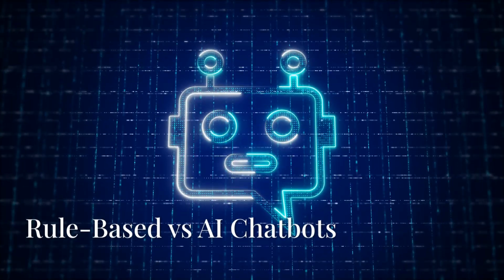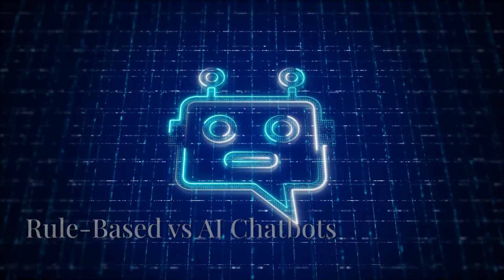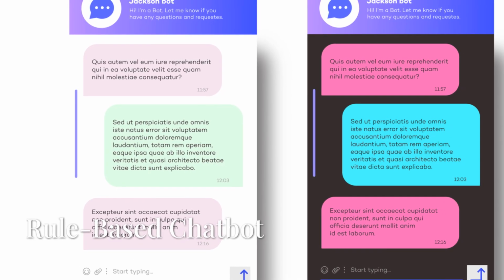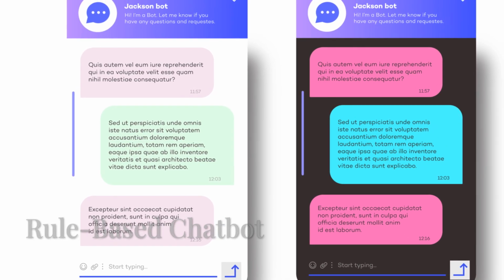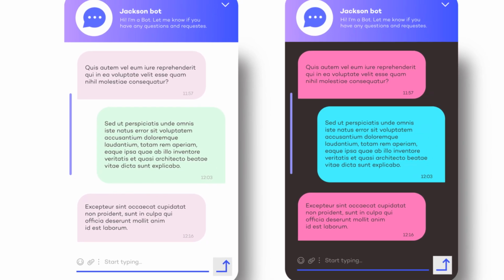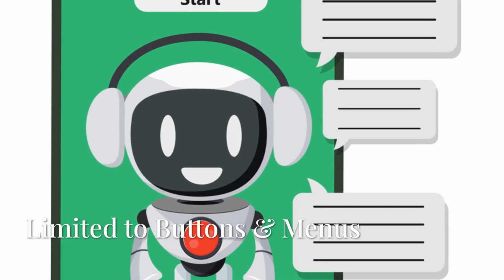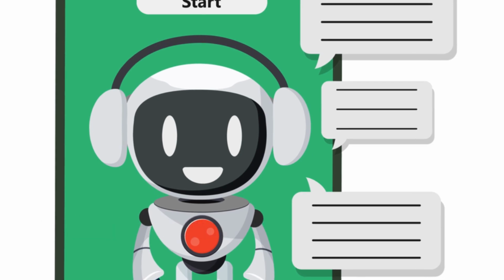Not all chatbots are created equal. Let's quickly compare rule-based and AI chatbots. Rule-based chatbots follow preset rules and only answer questions they're programmed for, usually with buttons or menus. They can't handle open-ended questions and require users to follow a specific path.